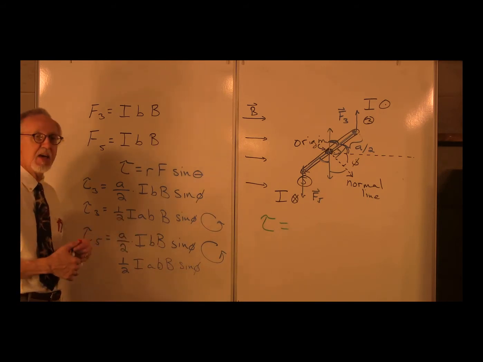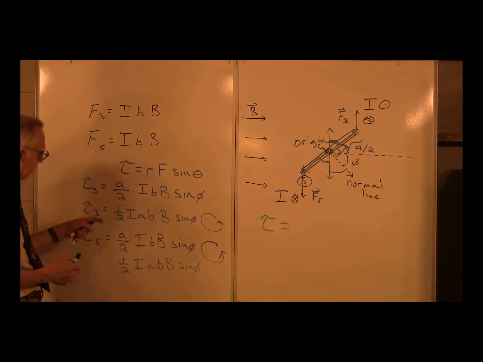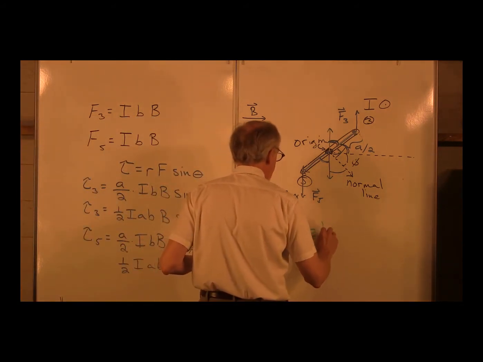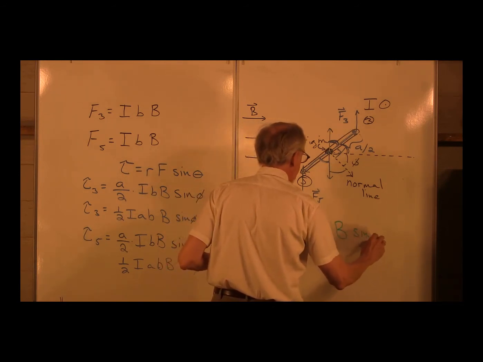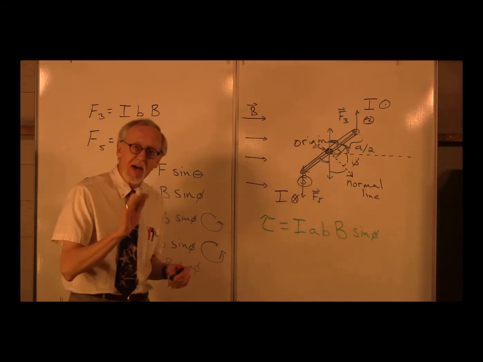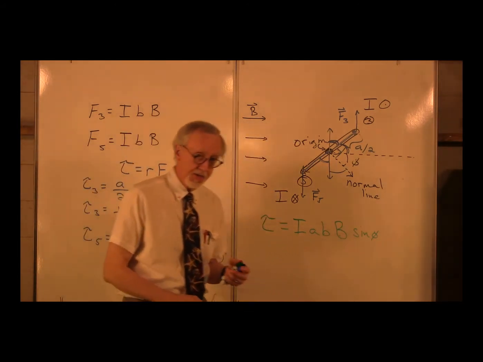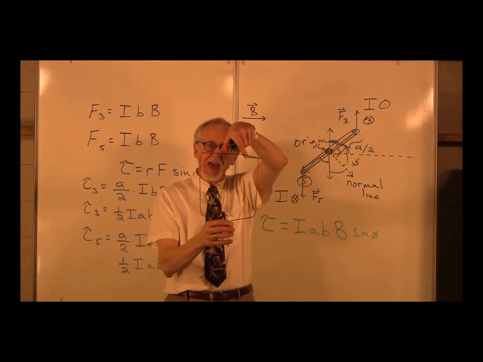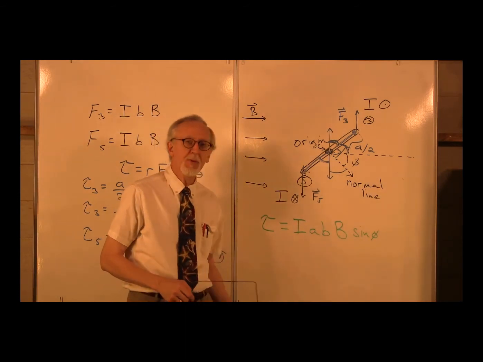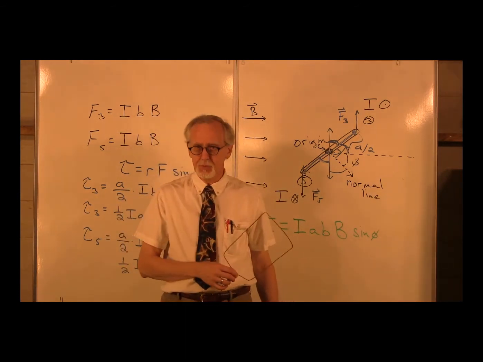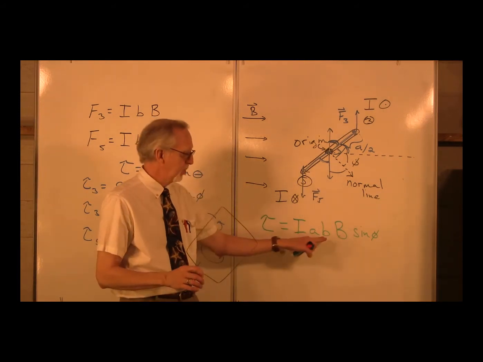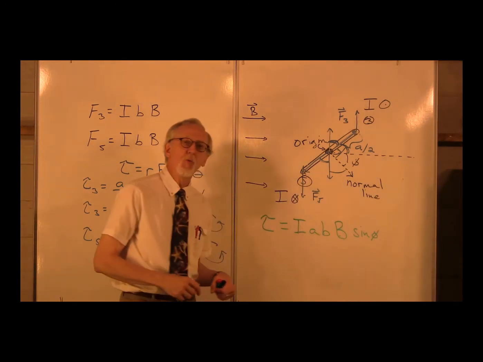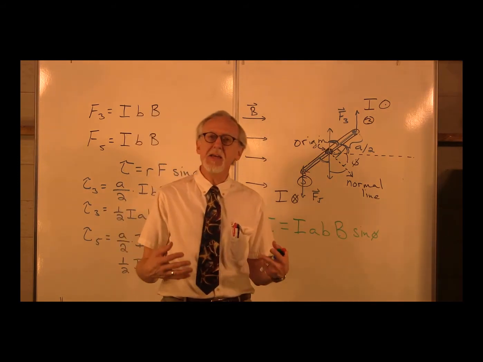Adding the two torques together to get the total torque, we have the total torque is 1/2 plus 1/2, which is 1 I little a, little b, big B, sine phi. Excellent. I did not prove this, but for our loop of length A and B, what is A times B? It's the area of the loop. I don't need to prove that. We can see that. What I will not prove is that we can actually replace this with the area, and that actually works for any general shape.